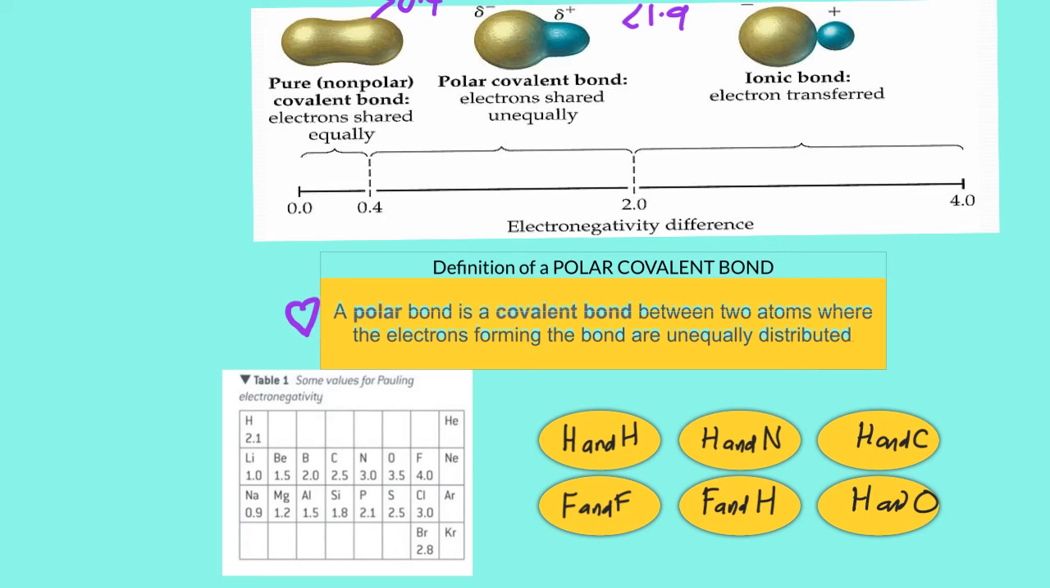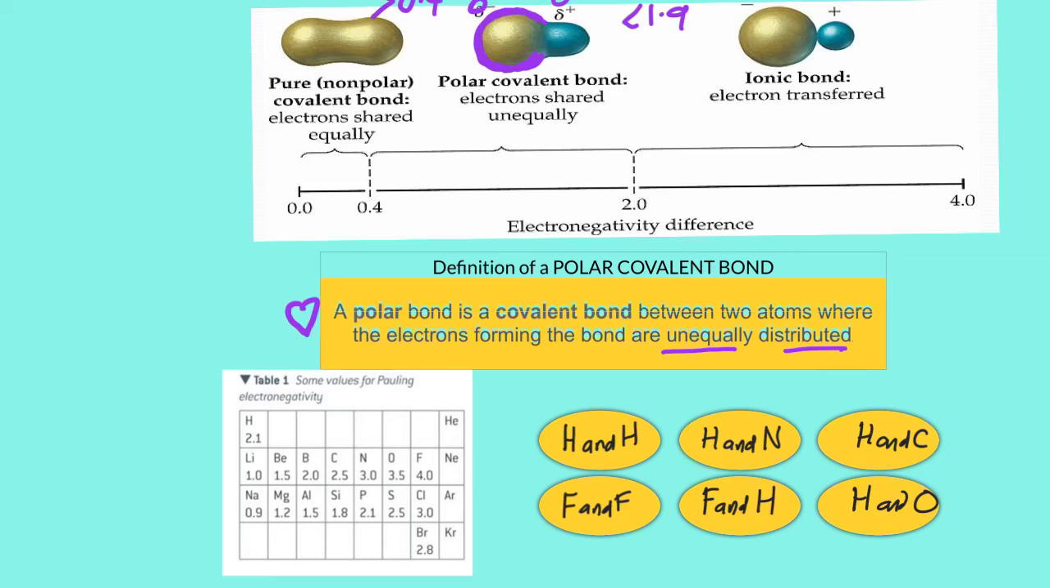A polar bond is a covalent bond between two atoms where the electrons forming the bond are unequally distributed, represented by delta minus and delta plus, where the electron distribution favours the more electronegative atom, and therefore the electrons within the bond tend to congregate or be pulled towards the most electronegative atom.